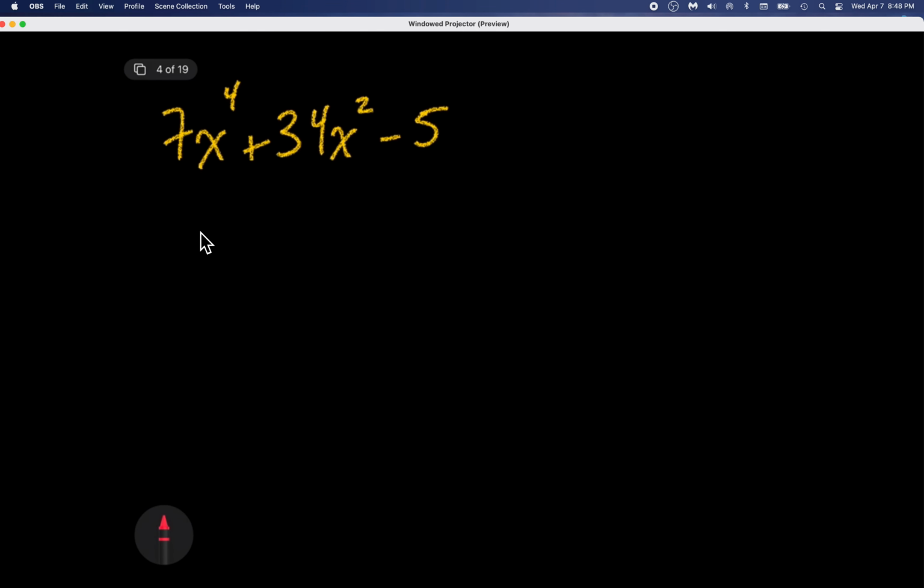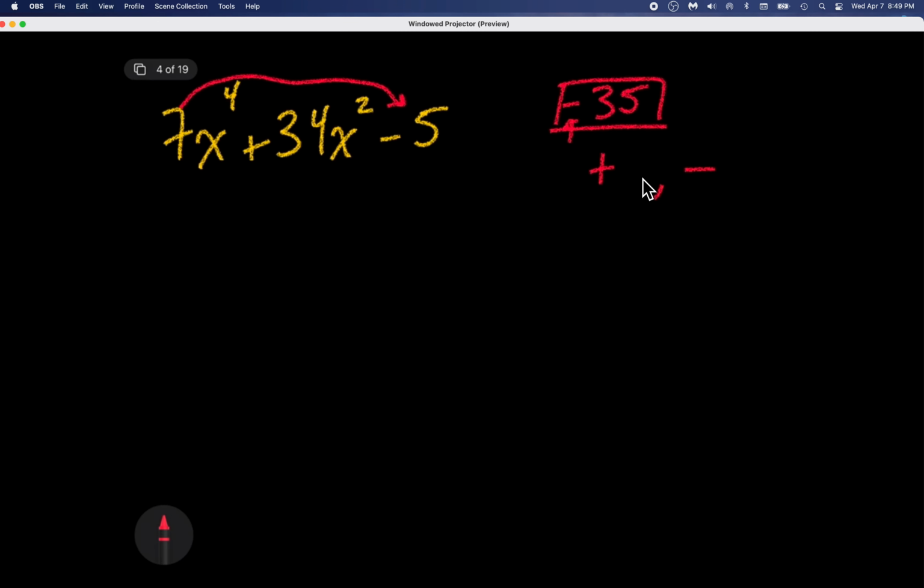We're going to take this 7, we're going to multiply it by this negative 5, and we're going to get minus 35 and put that in a box. Then we're going to ask ourselves, what two numbers multiply to negative 35 and add to positive 34? Because that's a negative, we know that one of these factors has to be positive and the other one has to be a negative. That's the only way to multiply and get a negative. We look at our middle term. Our middle term is positive. Therefore, we know the positive factor has to be greater than the negative factor. And we come up with positive 35 times negative 1.